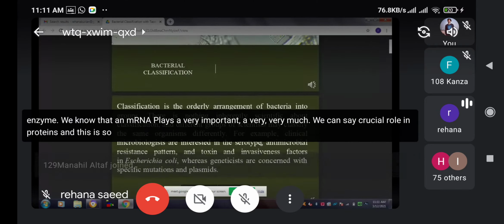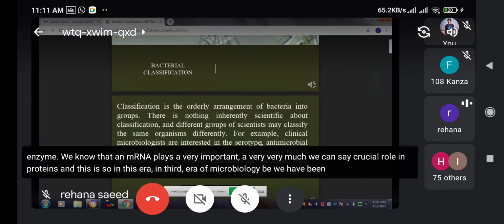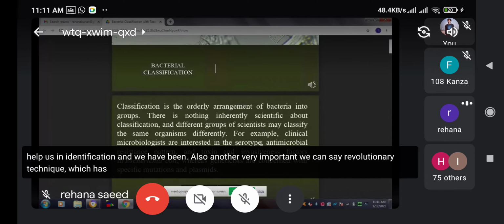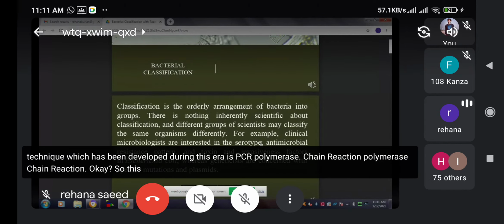So in this era, the third era of microbiology, we have been able to develop libraries with genomic data of microorganisms, which help us in identification. Another very important, revolutionary technique which has been developed during this era is PCR, polymerase chain reaction. This technique has helped us a lot in identification.